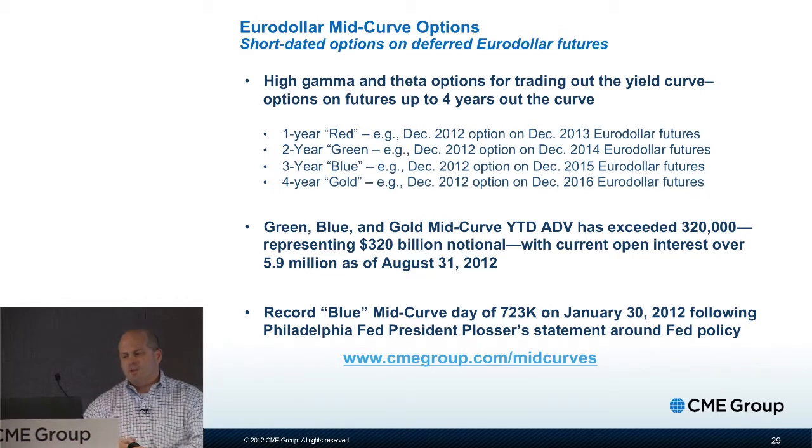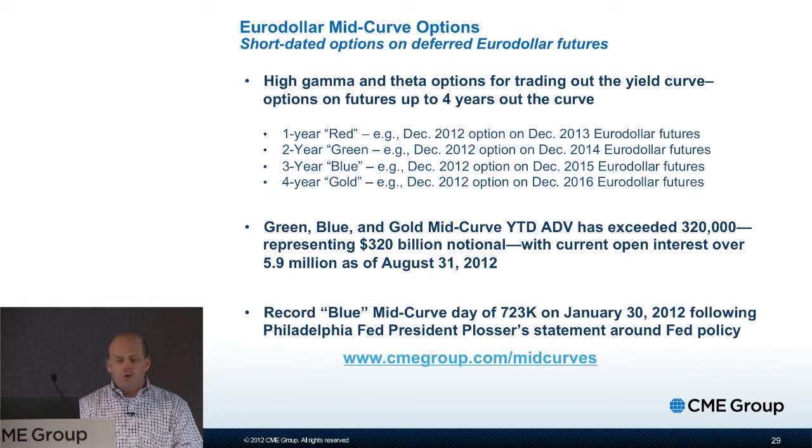So here's a little bit better example. We have 1-year mid-curves, 2-year mid-curves, 3-year mid-curves, and 4-year mid-curves. All of these options expire, for instance, in December 2012. But as you see, for the red 1-year mid-curve, the underlying future is a 2013 future. The green is a 2014, the blue is a 2015, and the gold is a 2016 future. So they're all very short-dated options that expire in December, so 2 months away.